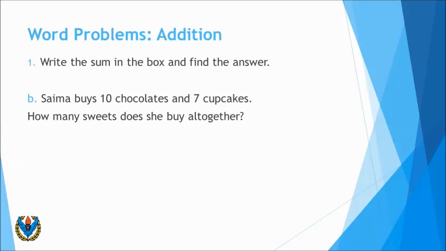Question number 1, part B. Saima buys 10 chocolates and 7 cupcakes. How many sweets does she buy altogether? We have two things to be noted in this word problem: 10 chocolates and 7 cupcakes. We will write them in vertical form and then add them. I hope you understand the word problem.